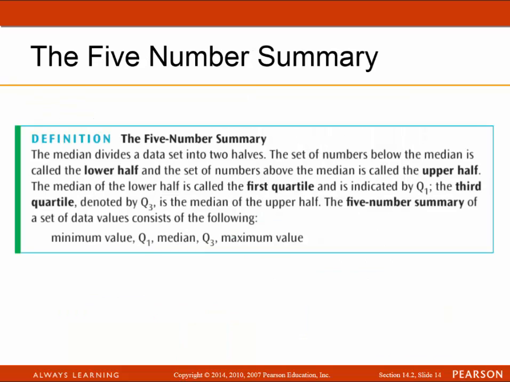The next thing is what we call the 5-number summary. The 5-number summary essentially divides the data set into different parts. We have the minimum and the maximum. Then we have the first quartile, the third quartile, and the median. So: minimum value, Q1, median, which is also known as Q2, Q3, then the maximum value.